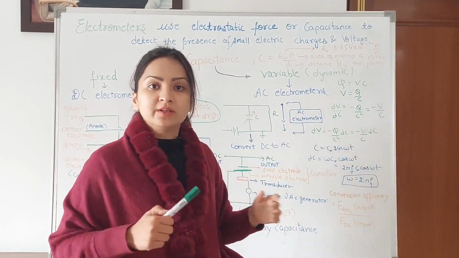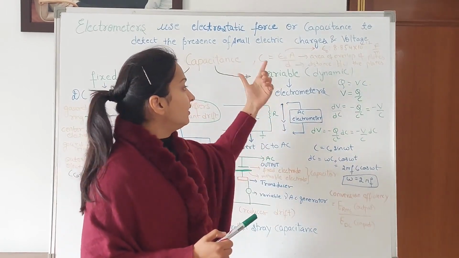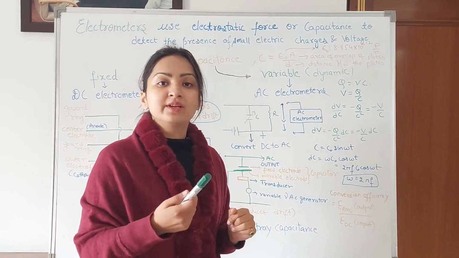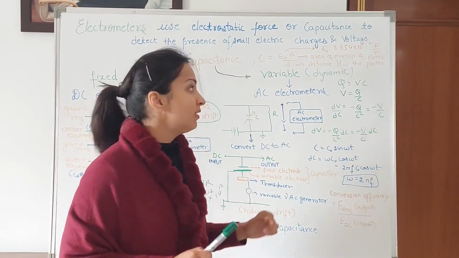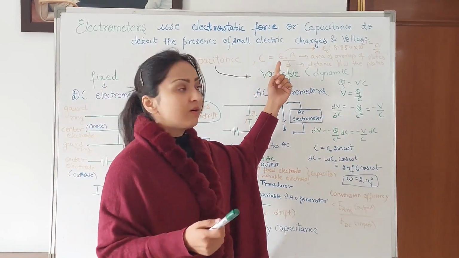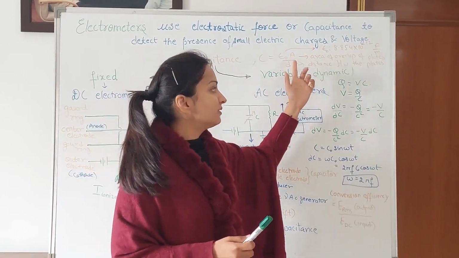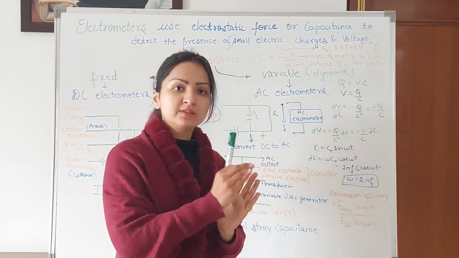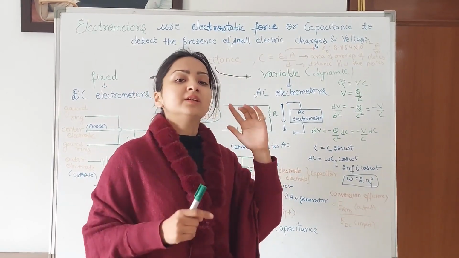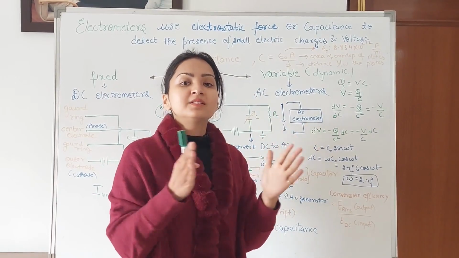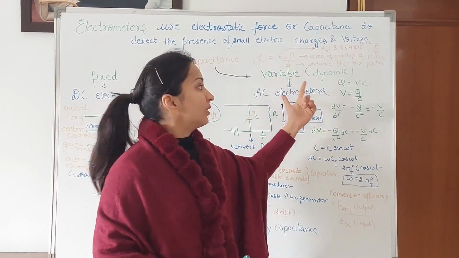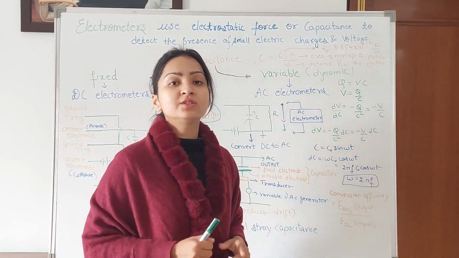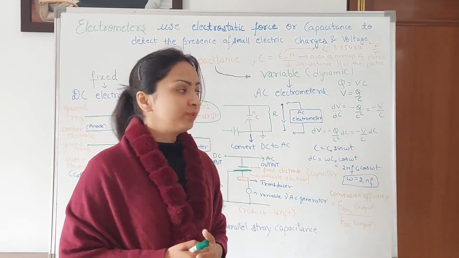So if C is variable, the only way to make it variable is if you are able to change the distance between the plates of the capacitor. How? Because this epsilon is a constant, and A is the area of overlap. You cannot change this continuously once you have fixed your capacitor plates. The only thing you can do is vary the distance between the two plates. So a change in capacitance is brought about by the change in the distance between the two plates.